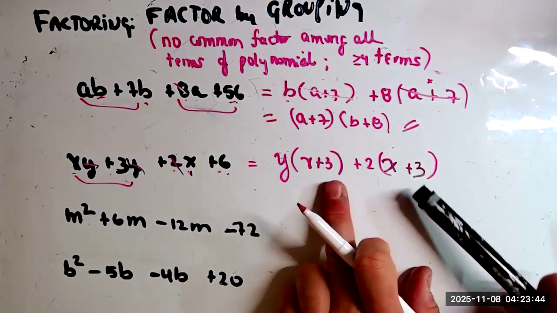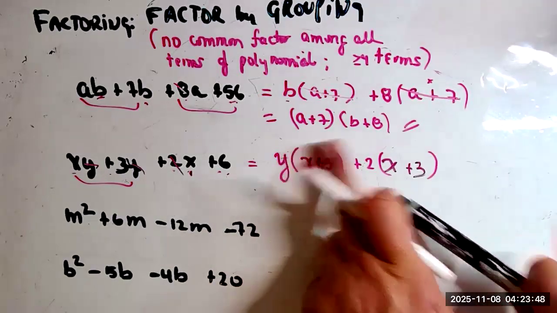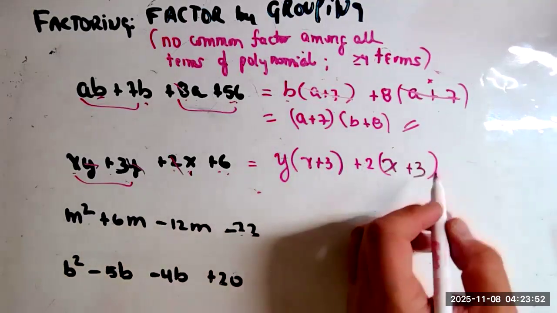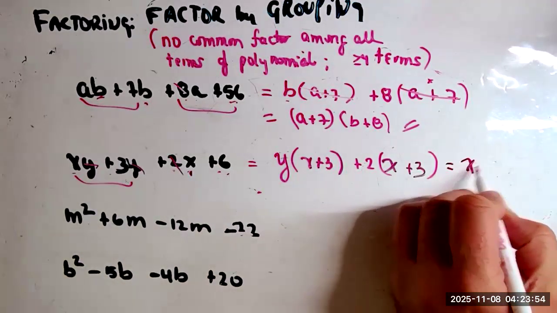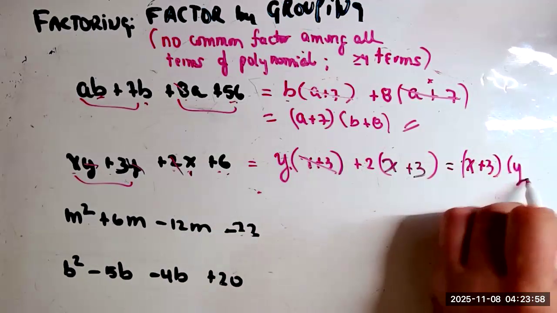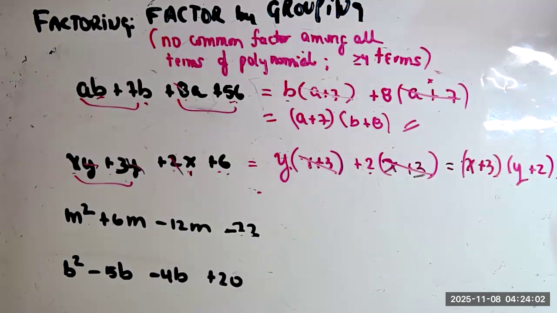And now x plus 3 is the common factor. So we have x plus 3 times y plus 2. Let me write it down here. X plus 3. So we leave behind the y and the 2. And we're done. This was 72, I believe. I erased it with my hands here.